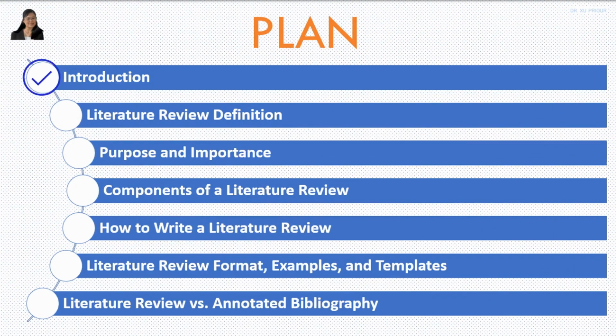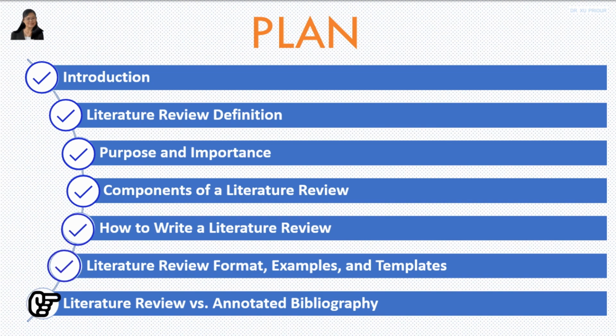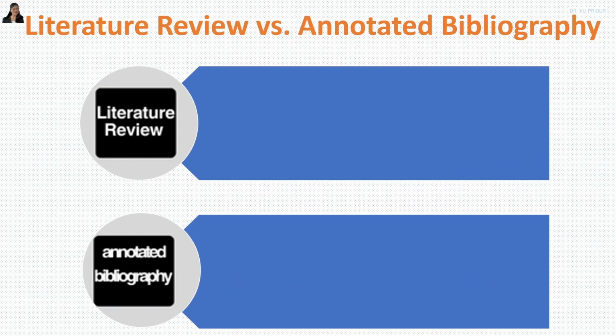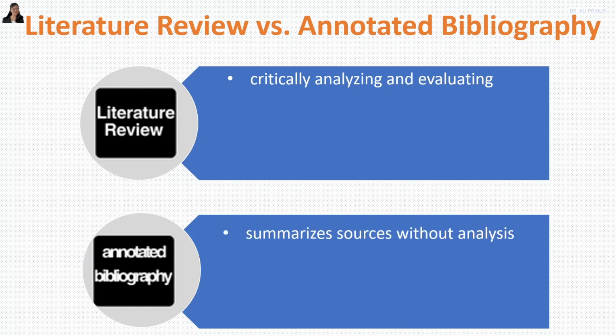Now that we have covered literature review formats, examples, and templates, let me move on to the last one, which is to explain the difference between a literature review and an annotated bibliography. While a literature review and an annotated bibliography share similarities, they differ in their purpose and format. A literature review focuses on critically analyzing and evaluating a body of scholarly research related to a specific topic, while an annotated bibliography only summarizes sources without analysis.